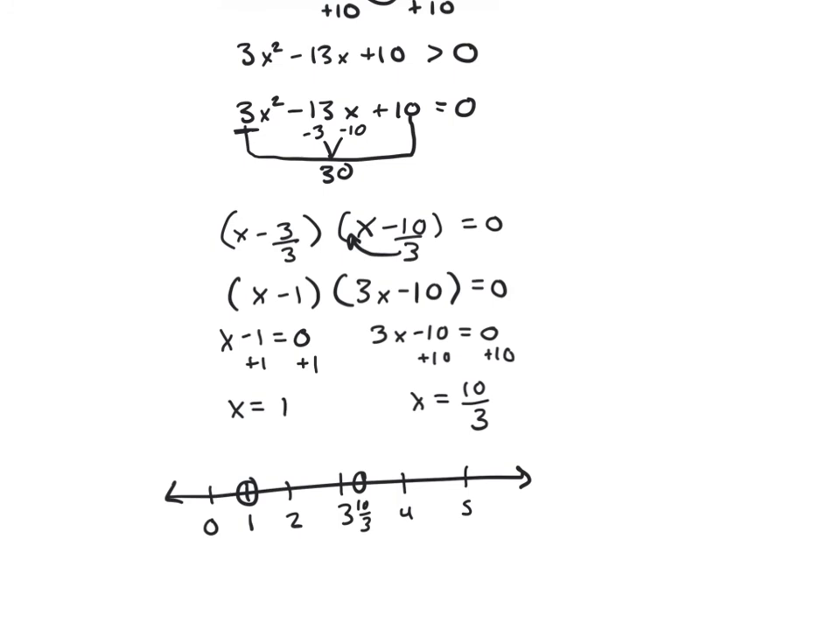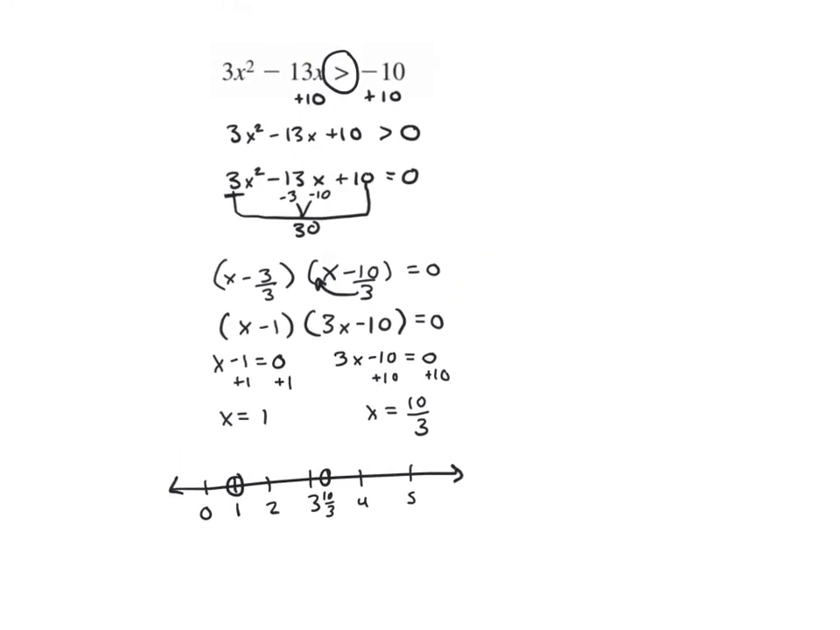Alright, so now I test my numbers. What can I test first? 0, so let's plug in 0. I'm going to plug it back into the original here. So I have 3 times 0 squared minus 13 times 0 is greater than negative 10. So this is 0 is greater than negative 10. This is true. So I'm going to highlight on the outside.